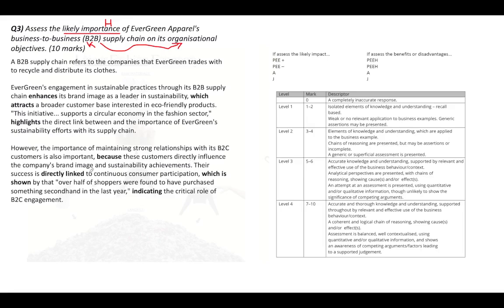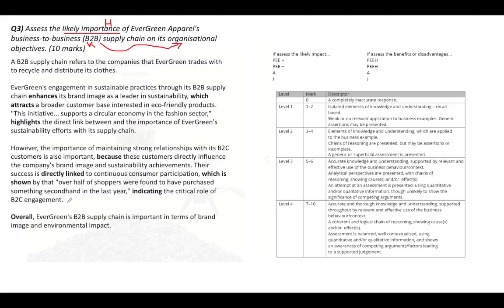Their success is directly linked to continuous consumer participation, as in recycling their stuff, which is shown by the interpretation of case study evidence, that over half of shoppers were found to have purchased something second-hand last year. There you go, that's the interpretation. This was signposting you to the evidence, the critical role of B2C engagement. Okay, this is important, so is this.